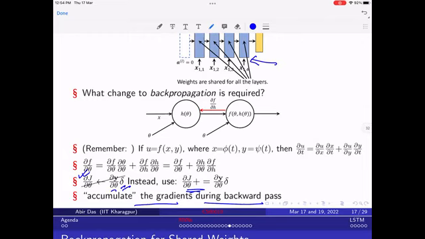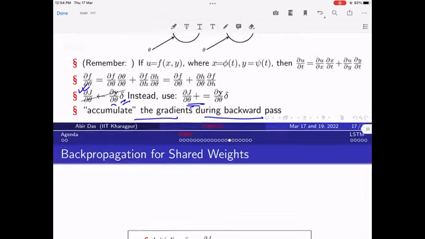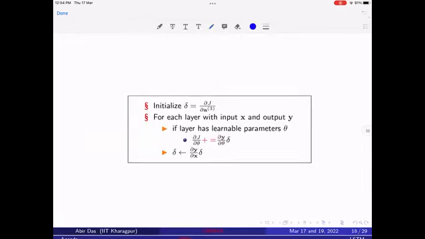So accumulate the gradients during the backward pass. As I said, most of the libraries already have this, so you don't have to change anything. This is the small change that you need to make. With this change for RNNs, that is with shared weights, this is your backpropagation algorithm. Only this red part is changed. Any questions on this?